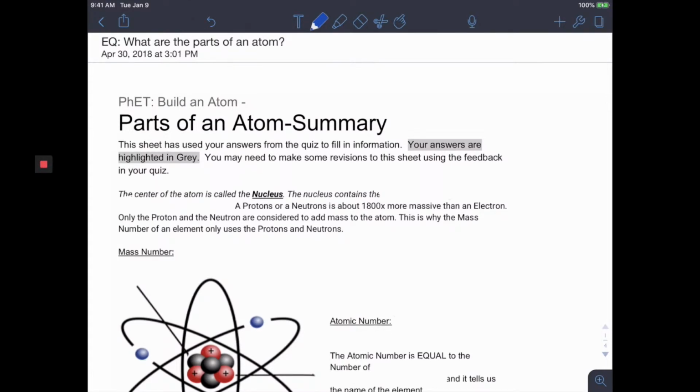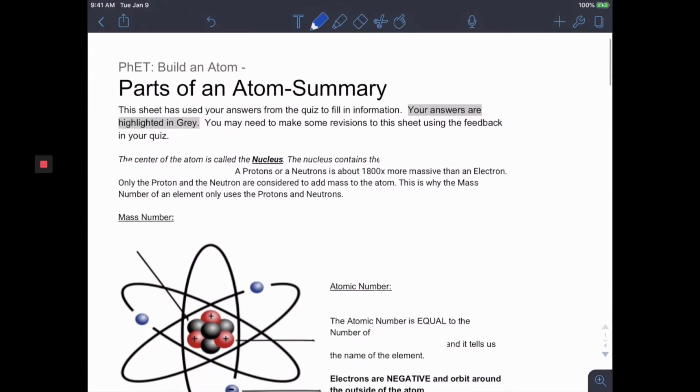Students, Mr. Clausen here. Just wanted to go through the follow-up to the lab activity you just did with PhET. If you're seeing this video, it means hopefully that you have a document that looks like this in your email. And just like it says, this sheet has your answers from the quiz. Your answers are highlighted in gray, and you might need to make some revisions. So let's go ahead and take a look at it.